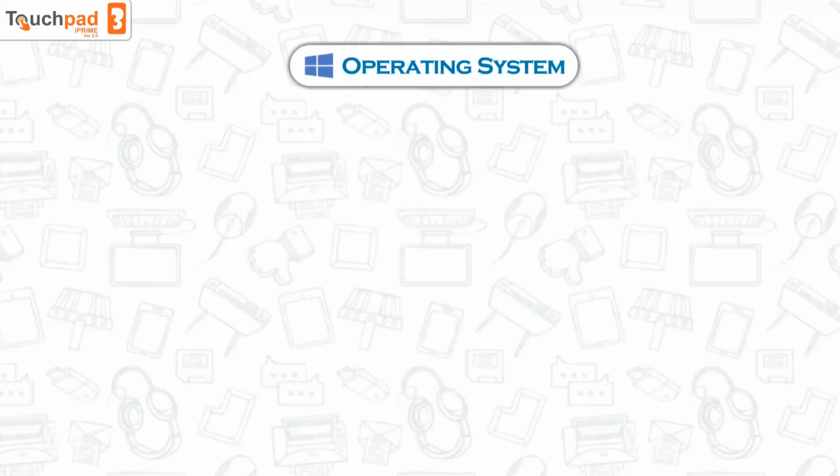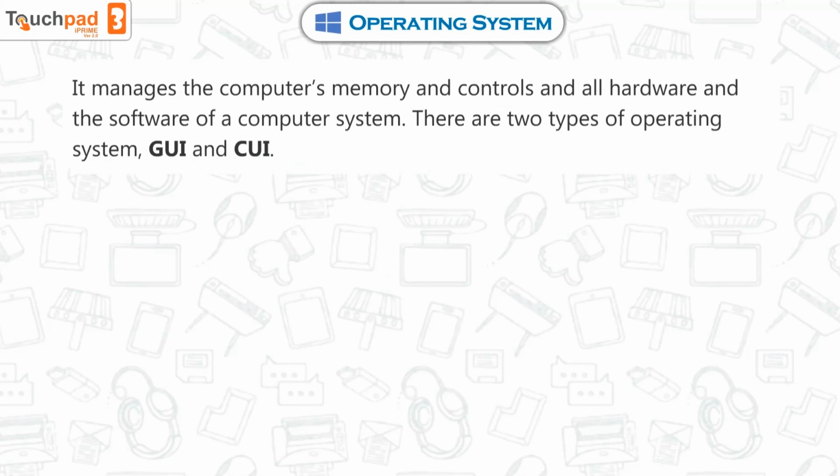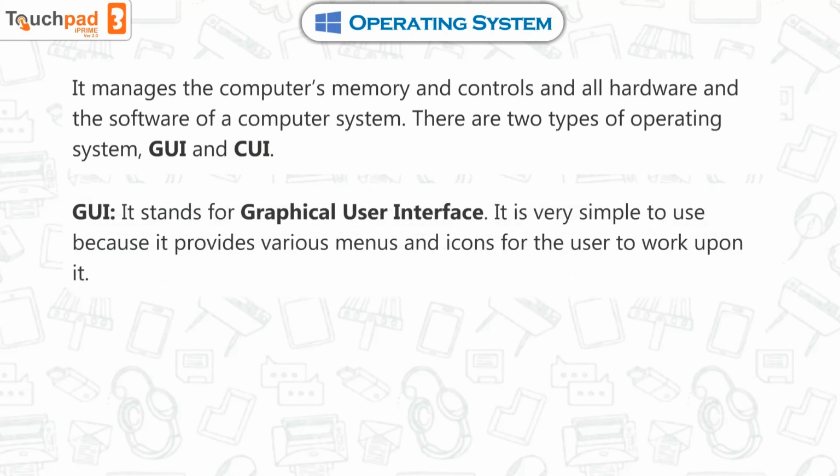Operating system. It manages the computer's memory and controls all the hardware and software of a computer system. There are two types of operating system, GUI and CUI. GUI stands for Graphical User Interface. It is very simple to use because it provides various menus and icons for the user to work upon.